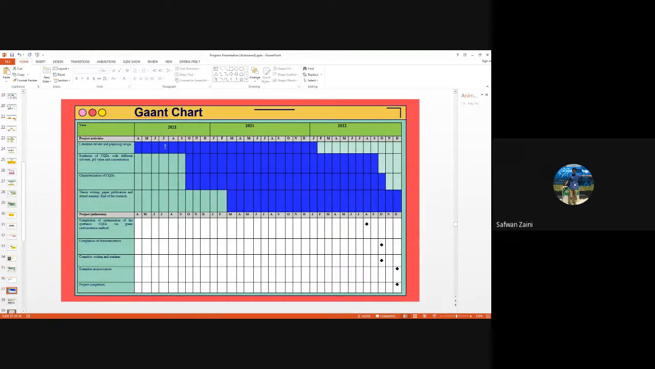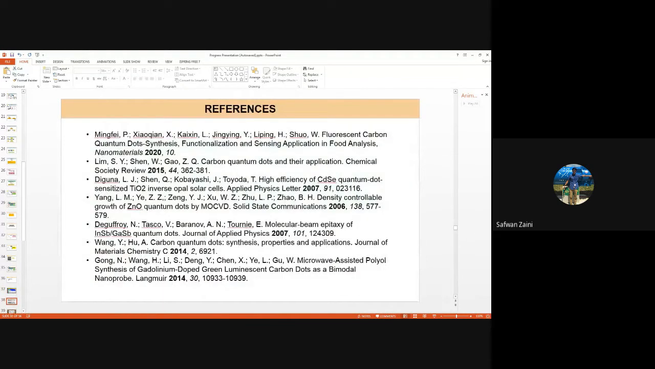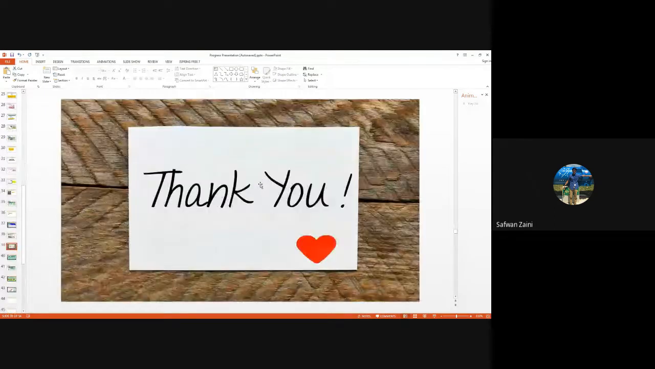So here is the Gantt chart of my research. Now it is June 2022, so we expect to finish all the characterization and synthesis by the end of 2022, inshallah. So here are the references, and thank you so much.